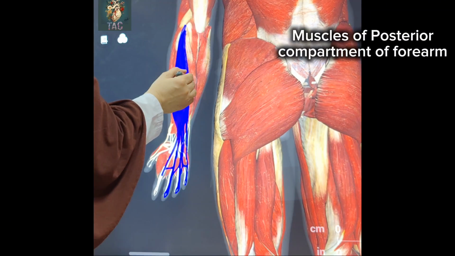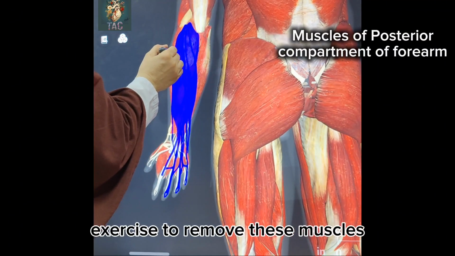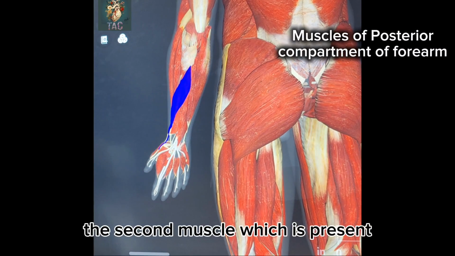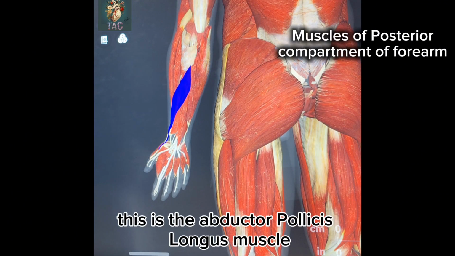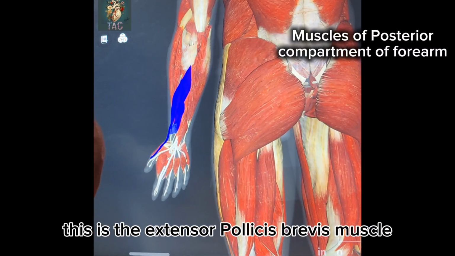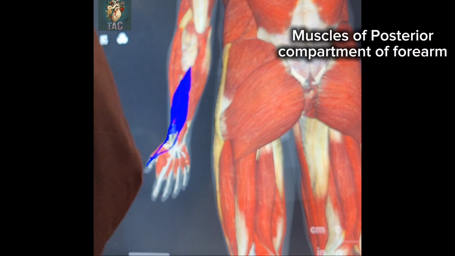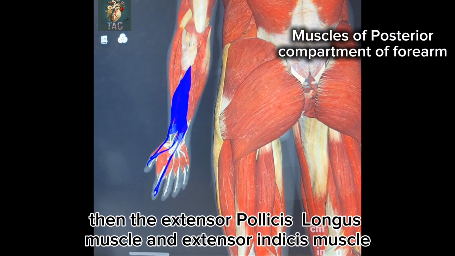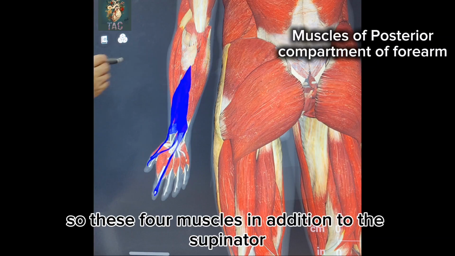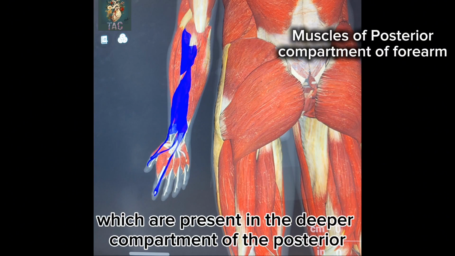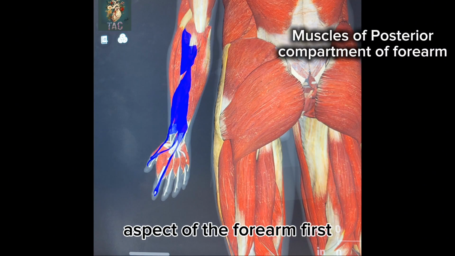Again, a little bit of exercise to remove these muscles. Now you can see the second muscle which is present over here. This one is the abductor pollicis longus muscle. In addition to abductor pollicis longus, this is the extensor pollicis brevis muscle, then the extensor pollicis longus muscle and the extensor indicis muscle which are present over here. So these four are muscles. In addition to this, the supinator muscle which is present over here. So these are the 5 muscles of the deeper compartment of the posterior aspect of the forearm.